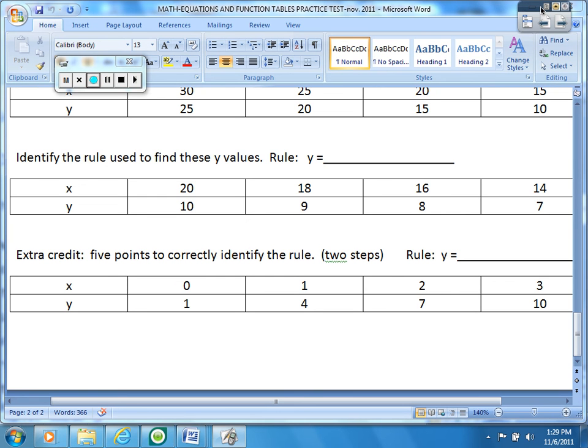All right, let me do this one here. How do I go from x to y? Well, I noticed something. There should be a pattern that's developing in all these. Well, there is. I noticed that y is half of x. So how do I write that?